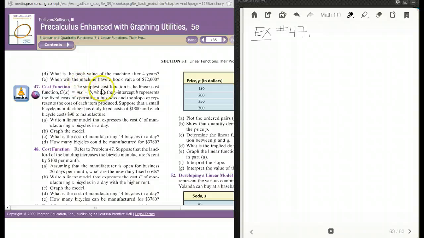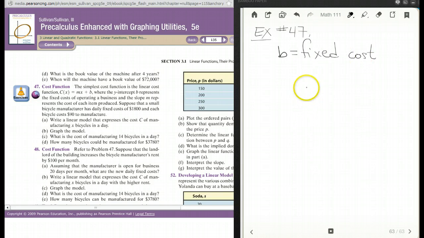It says the simplest kind of cost function is what's called a linear cost function. A cost function is a function that tells you the cost based upon some kind of input. We don't know what it is yet. Let's keep reading. We have a cost function, they're using function notation, C, because it's cost, of x. So x is our input, output is going to be cost, and it's defined by mx plus b. We don't know what those letters mean yet. We do know this looks like a linear function, mx plus b, slope and y-intercept. And it says where the y-intercept b represents fixed costs of operating a business. So let's go ahead and write this down: b is equal to fixed cost.